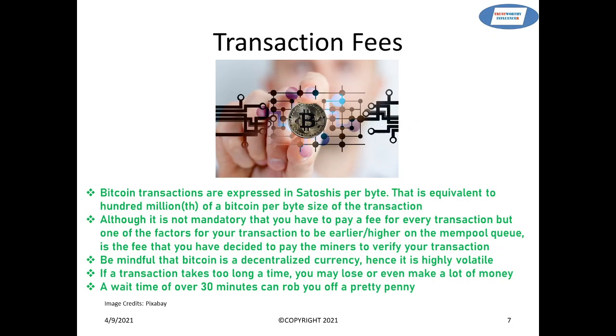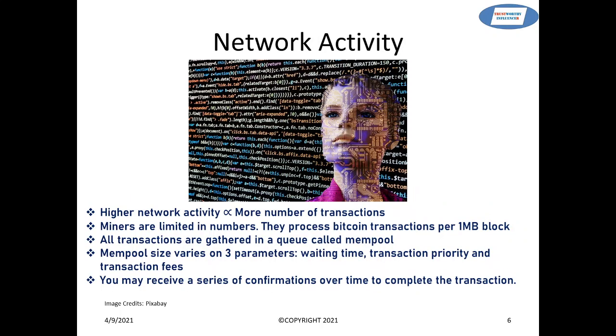The second point is the transaction fees. Now, Bitcoin transactions are usually expressed in Satoshi per byte. Satoshi Nakamoto, that elusive character, was the guy who supposedly created Bitcoin back in 2009. A Satoshi per byte means it's the 100 millionth of a Bitcoin per byte size of the transaction. So it's really small. That's the reason why every block, like I mentioned before, is 1 MB.